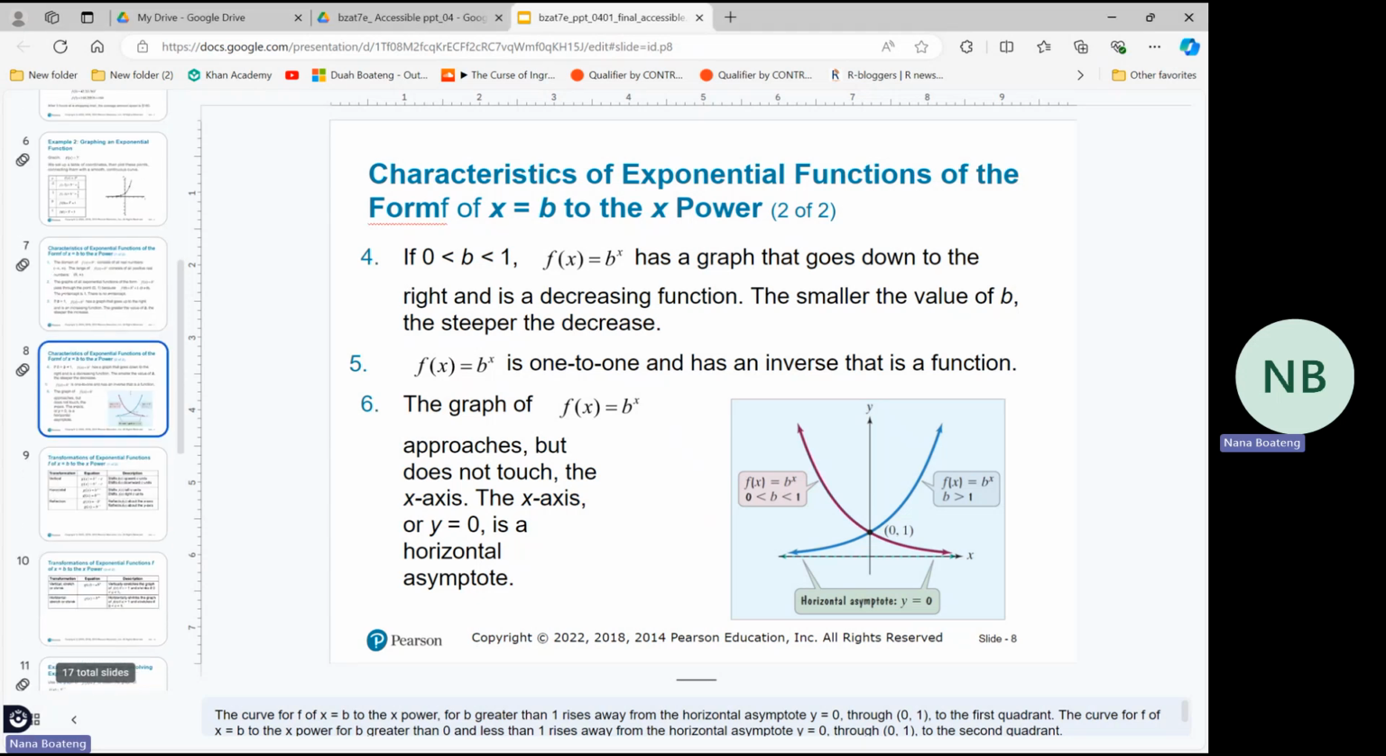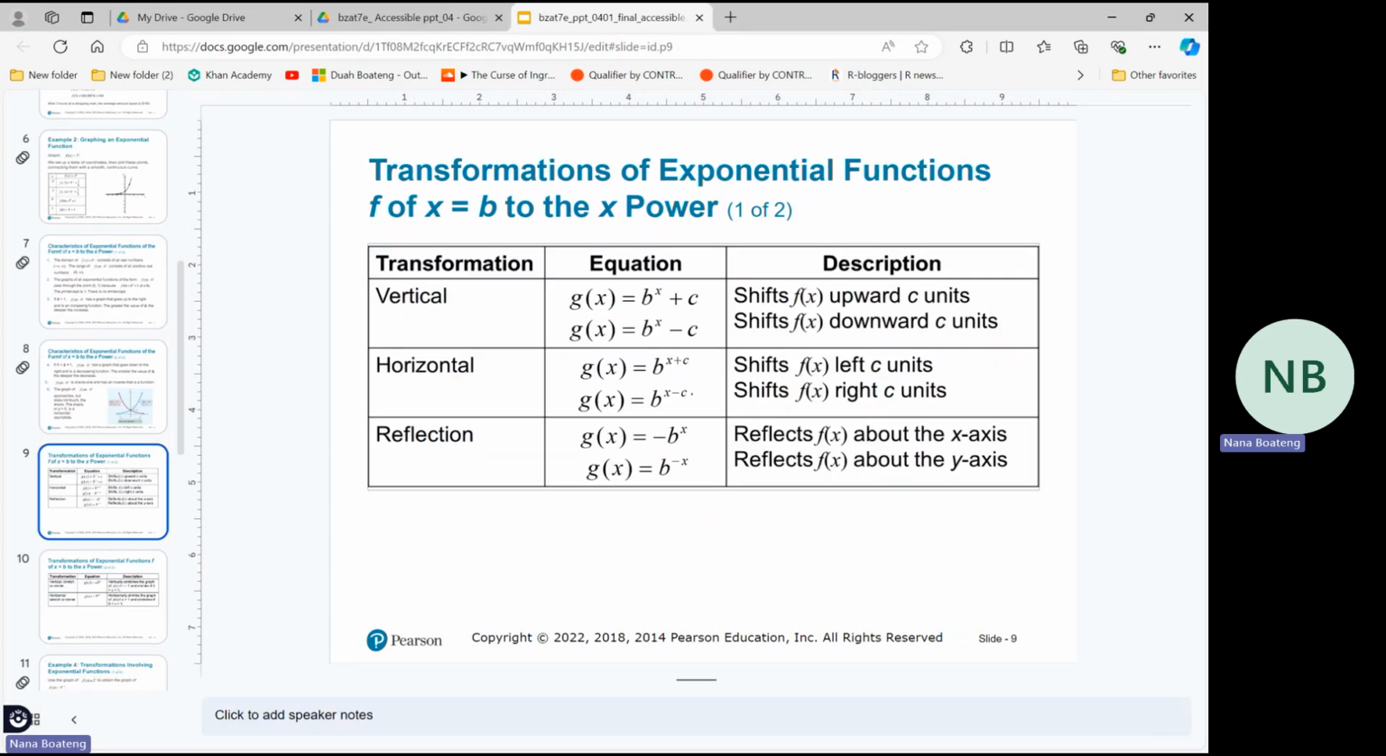And also, when it comes to transformations of exponential functions, they are similar to the standard transformations that we've looked at in earlier chapters. For example, for a vertical shift, if g of x is equal to b to the x plus c, that means f of x is shifted c units upward, and g of x equals b to the x minus c means f of x is shifted c units downwards.